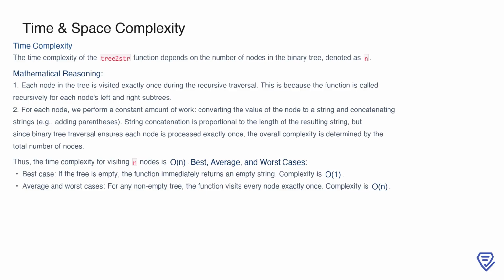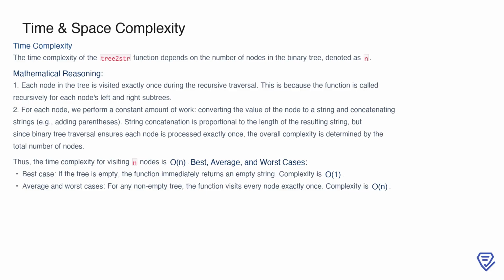While string concatenation depends on the length of the resulting string, the overall traversal ensures that each node contributes only once to the processing time. Therefore, the dominant factor here is the number of nodes in the tree, denoted as n. This determines the time complexity of the function, which is O(n).